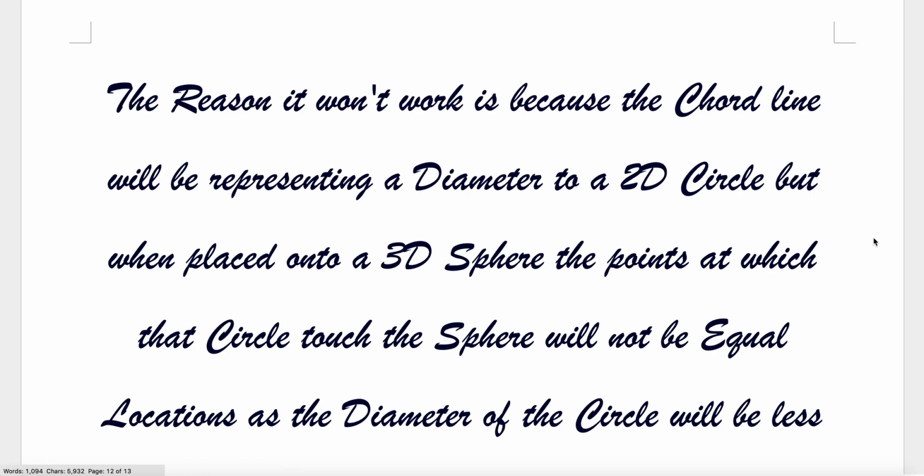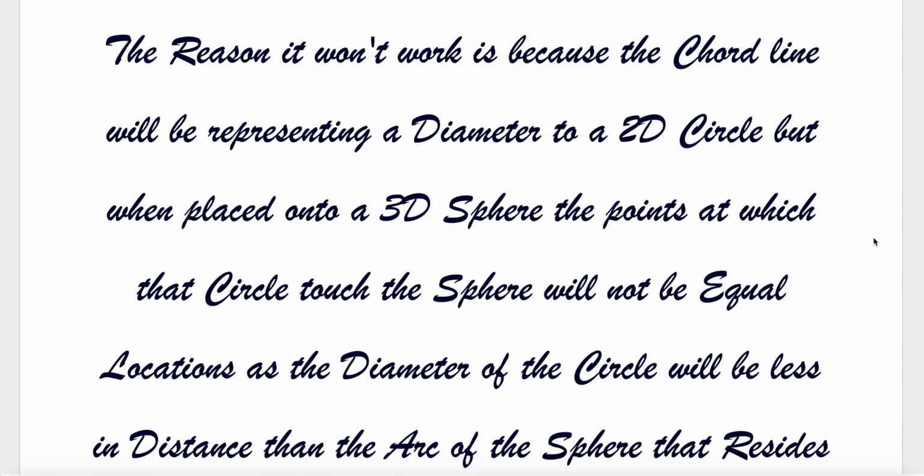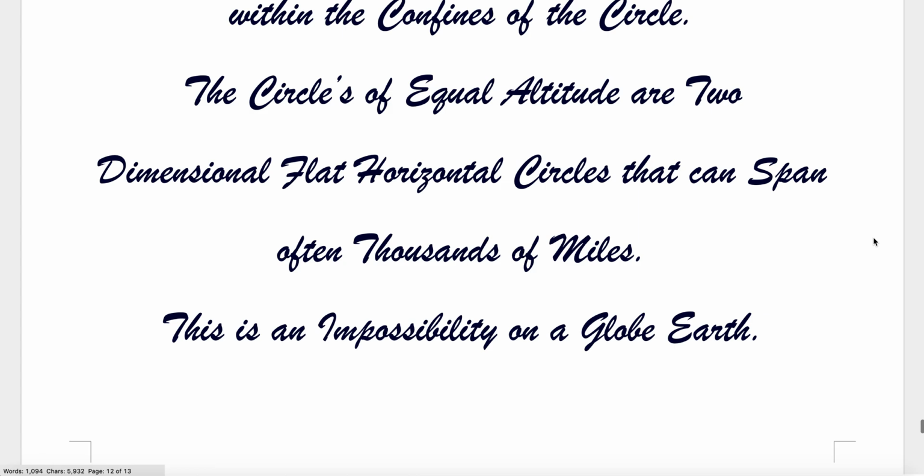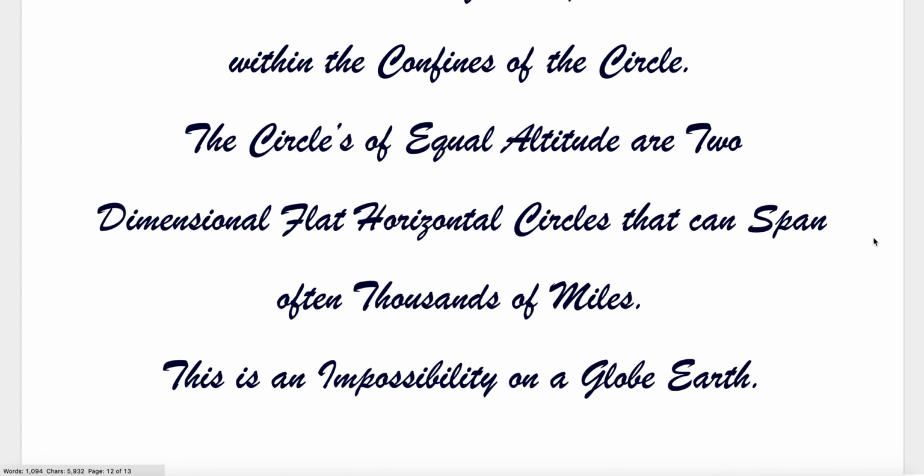The reason it won't work is because the chord line will be representing a diameter to a 2D circle, but when placed onto a 3D sphere, the points at which that circle touched the sphere will not be equal locations, as the diameter of the circle will be less in distance than the arc of the sphere that resides within the confines of the circle. The circles of equal altitude are two-dimensional flat horizontal circles that can span over thousands of miles. This is an impossibility on a globe Earth.